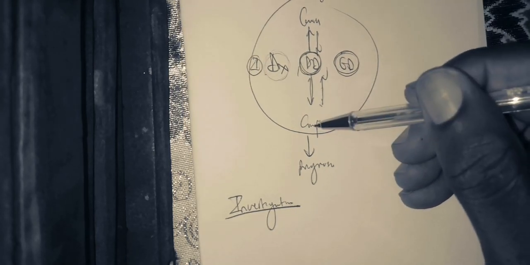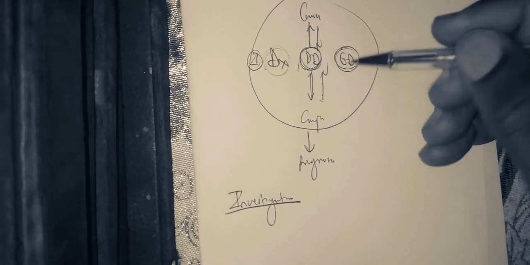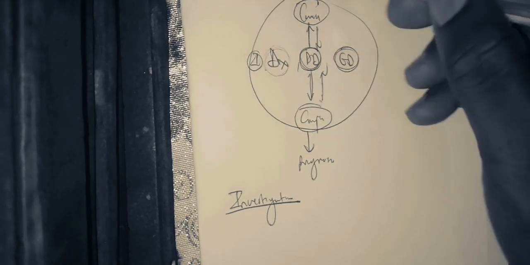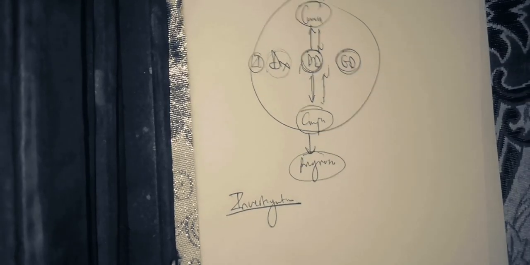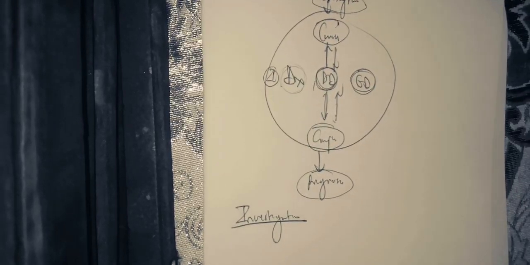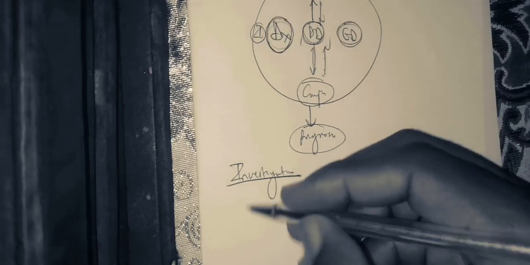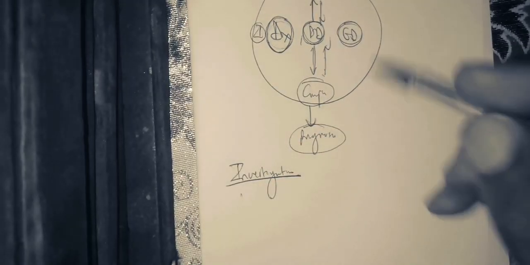The next thing is you have to investigate for the cause, you investigate for the complication, you investigate for the background, and investigate for the prognosis if there is any investigation for that. Okay, so now we start with the investigation of the disease.